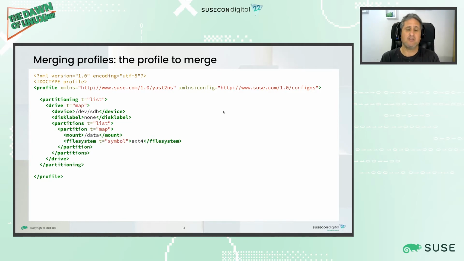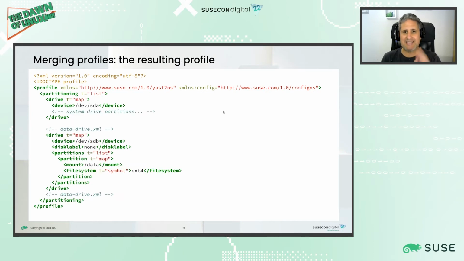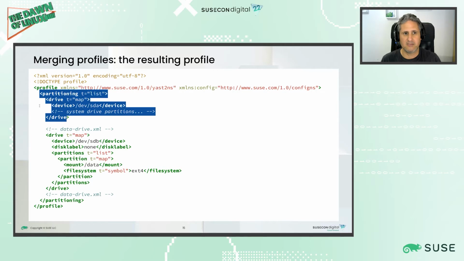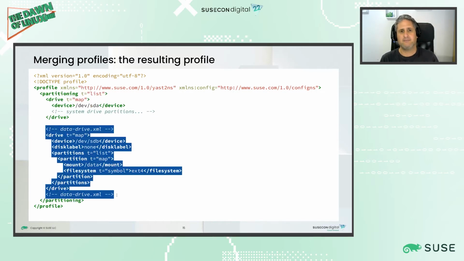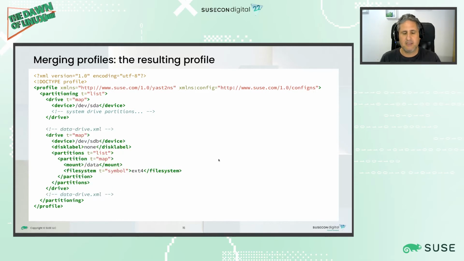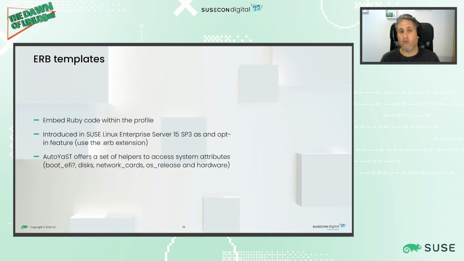The result in those systems that have a second disk with that space should be something like this. If my system does not have a second disk, the rule does not apply, and this data drive section is not included. So you have the original section here, and you have the additional section here. Okay, so you can build your profile combining many profiles depending on a set of conditions. That's basically the approach of rules.